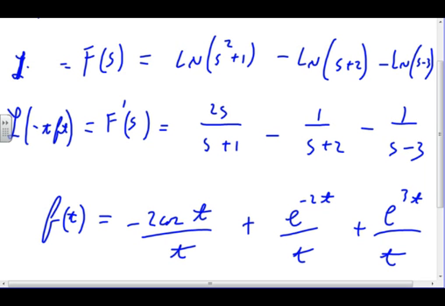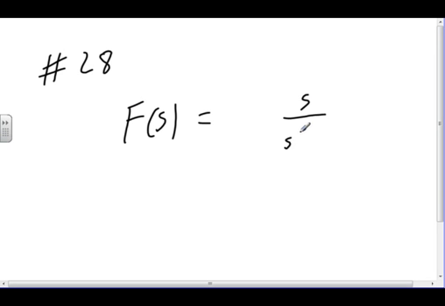28. I don't see the trick in 28. What are you doing 28 for? I'm going to give you guys the odd ones. 28: f of s equals s over s squared plus 1 cubed. Find the inverse Laplace transform.